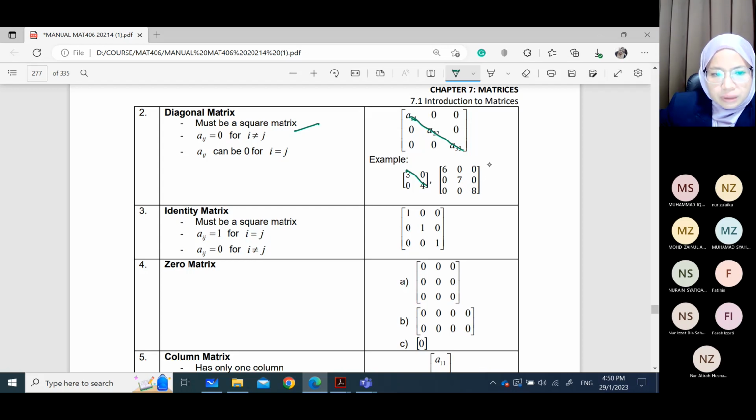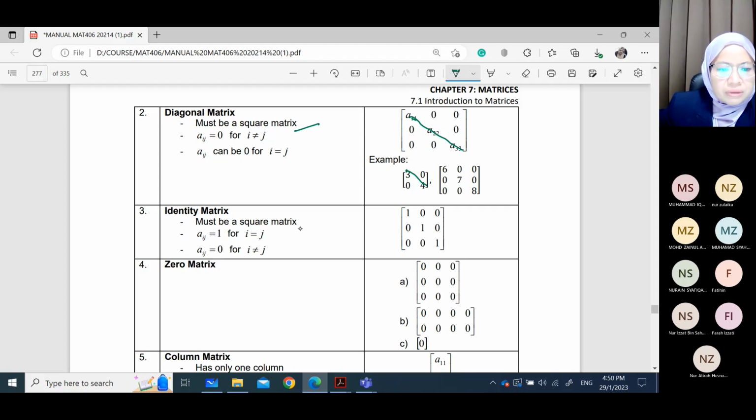Okay, so kalau you lihat pada contoh yang ada kat sini, untuk setiap row ada satu entry yang bukan kosong. Kalau untuk first row, pada first location yang pertama, which is A11. And the second row, the number 7 is at 2, 2. A11, A22 and A33. Itu adalah diagonal matrix.